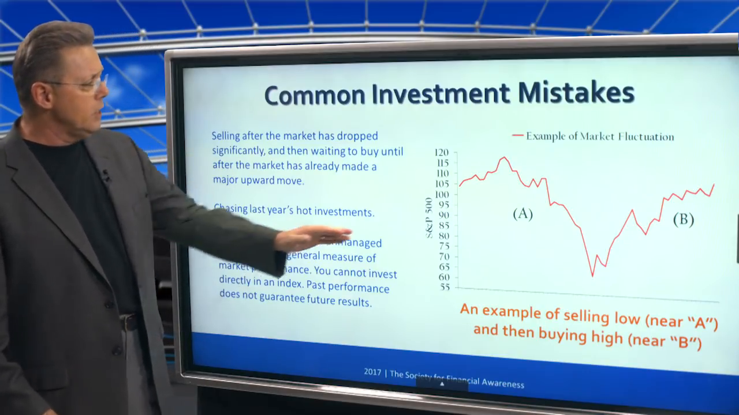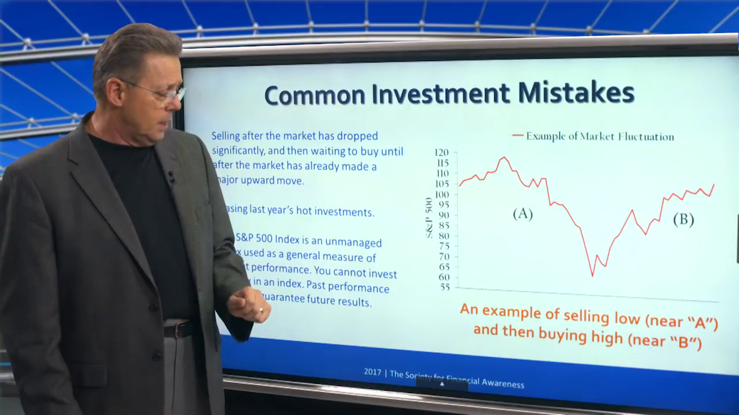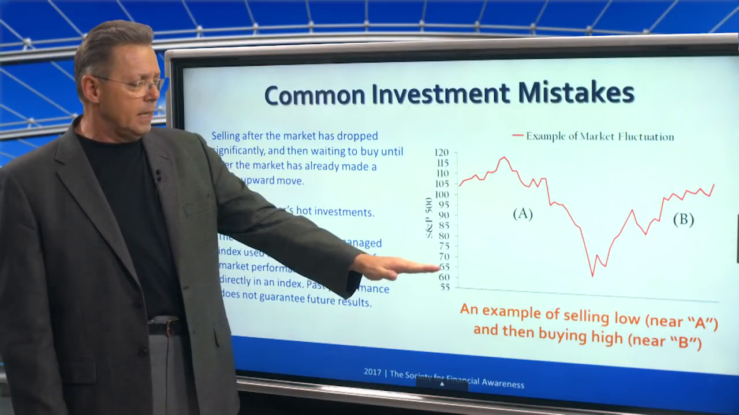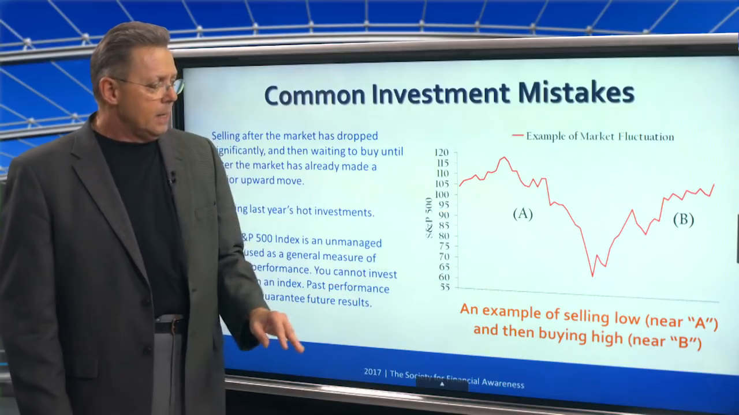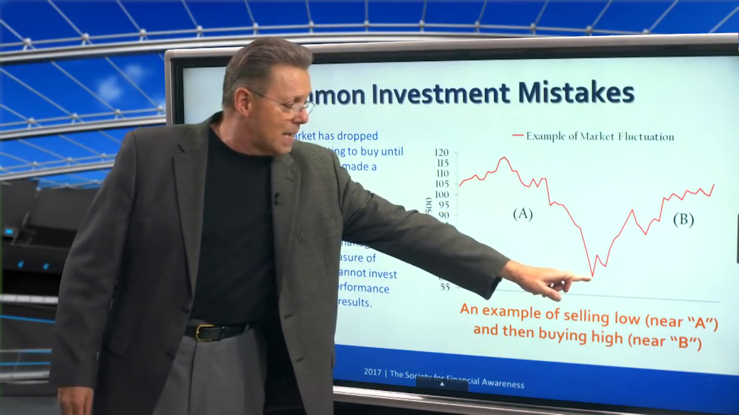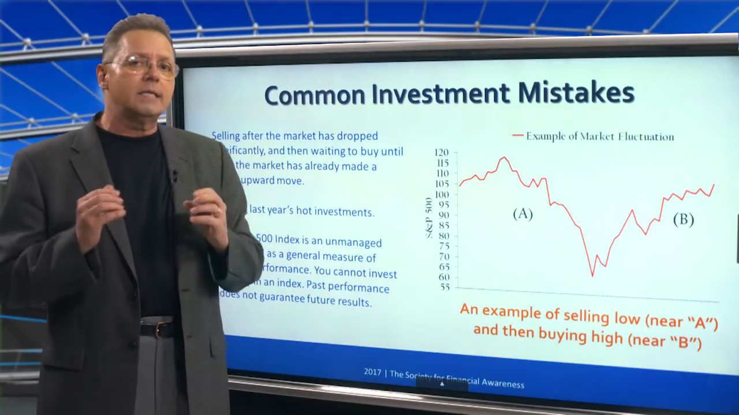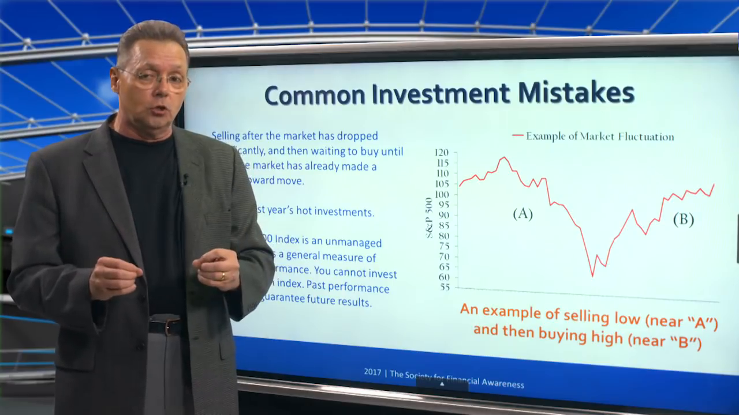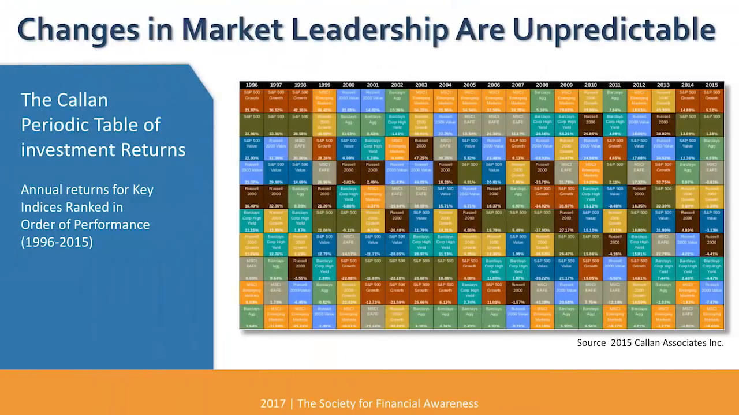So it's really critical. Here's a graph, an example of market fluctuation. If you look at this, an example of selling low, which is near A, and buying high, which is near B. Now, again, we don't know how it's going to go down, so I can't time it there. I just got to get somewhere in this vicinity when I buy. Don't try to time the market. It's really difficult to do. Most people do not succeed. They fail.